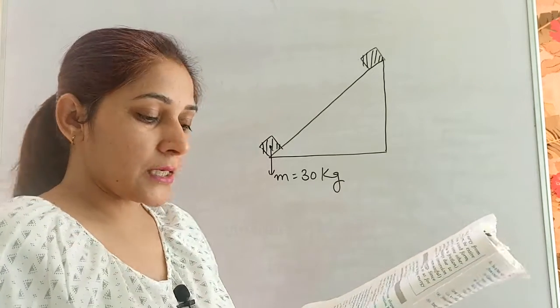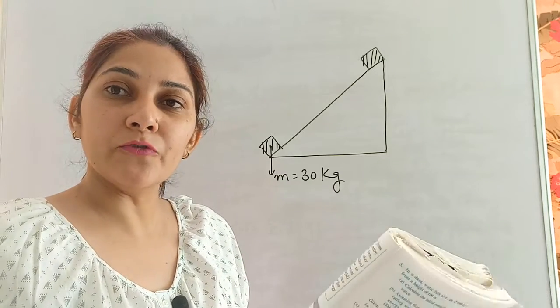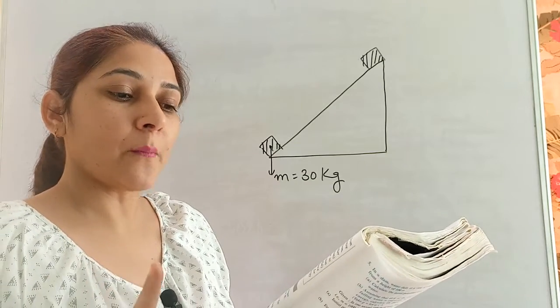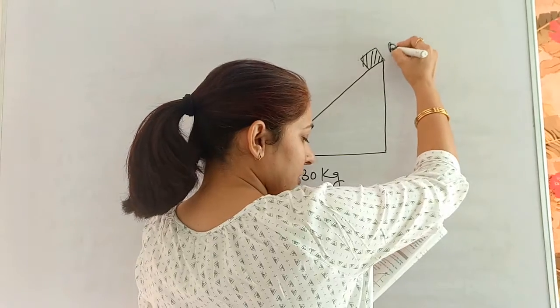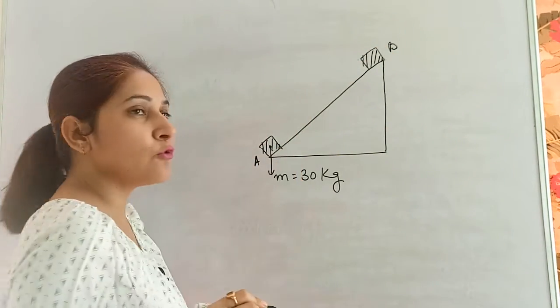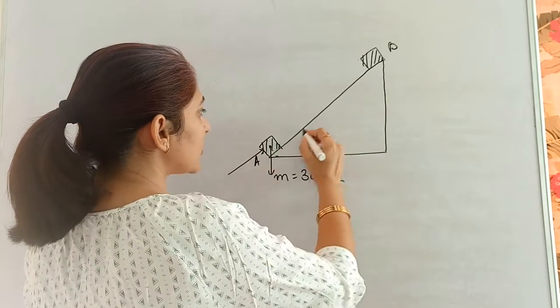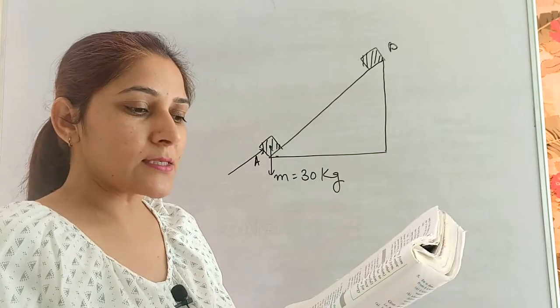A block of mass 30 kg is pulled up a slope with a constant speed by applying a force of 200 newtons parallel to the slope from the initial position A. This is position A and this is final position B. So we are applying a force at initial position A and this force is parallel to the slope. If AB is the slope, then this force is going parallel to it, right? It is given to us.